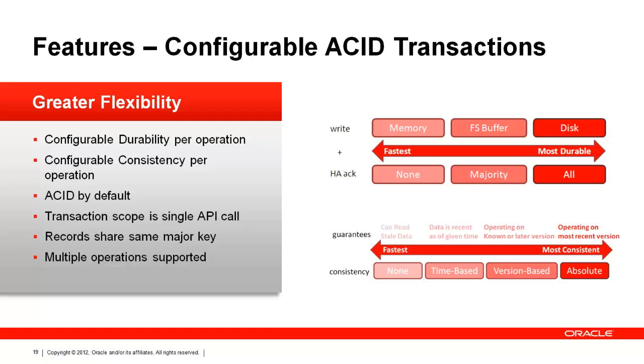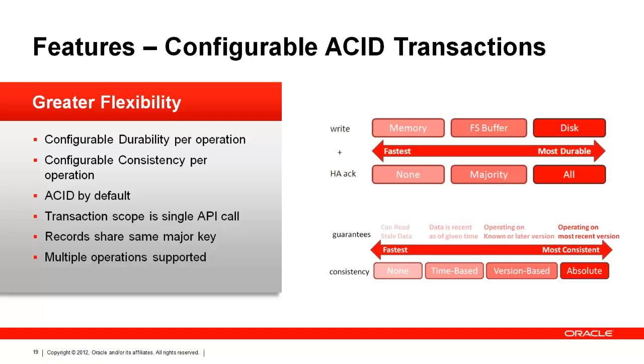Obviously, on the left, it's the fastest, because you're just writing into memory and you're not acknowledging from anyone. And on the right, it's more like a traditional database system, but you have that flexibility to pick it on an operation-by-operation basis.